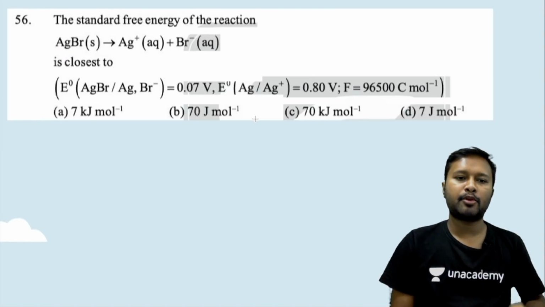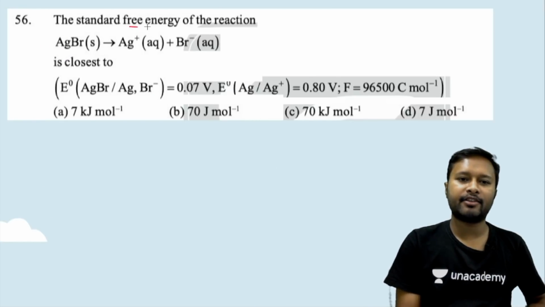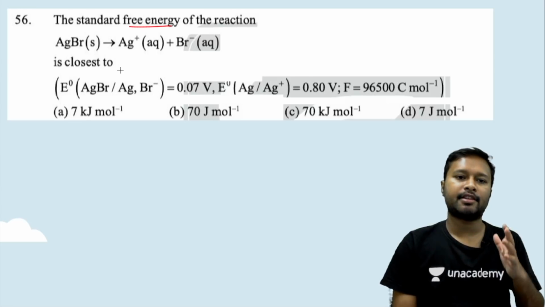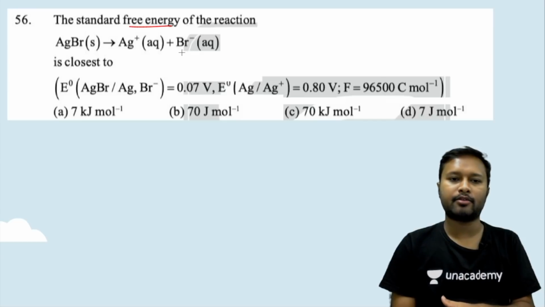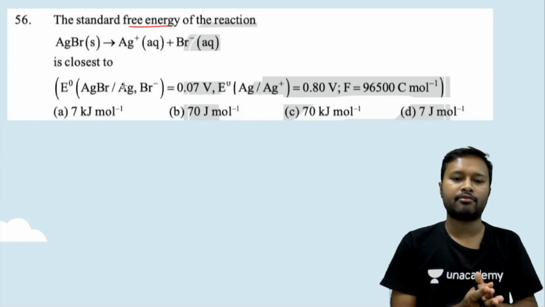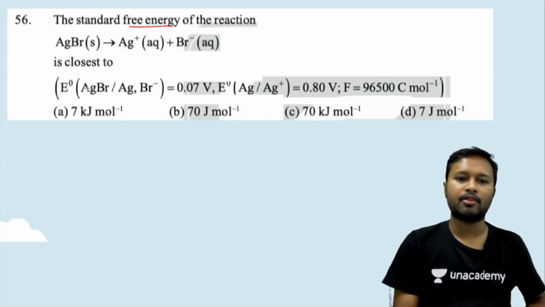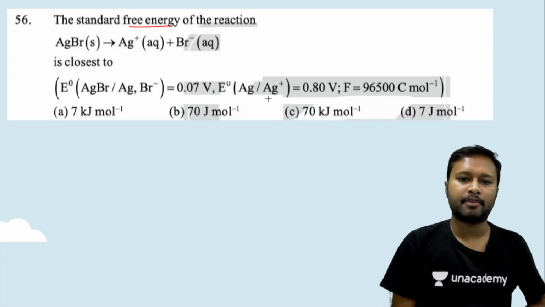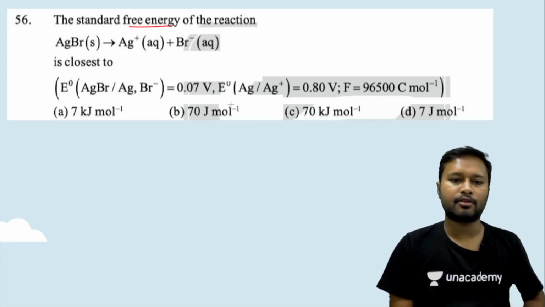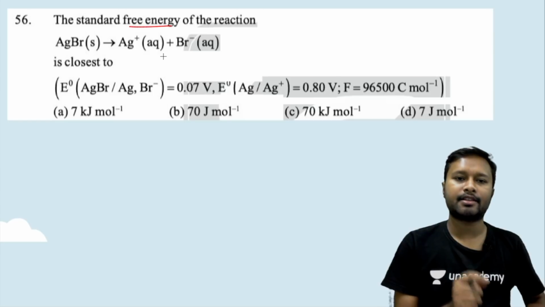Alright, so let's look upon this equation. It says that the standard free energy of the reaction is given as silver bromide getting converted into silver plus ion and bromide ion. The closest equation is what they are asking. So the E naught value is given to you, the reduction potential of silver is also given to you. So this is a silver electrode. This is the reaction for the silver electrode.